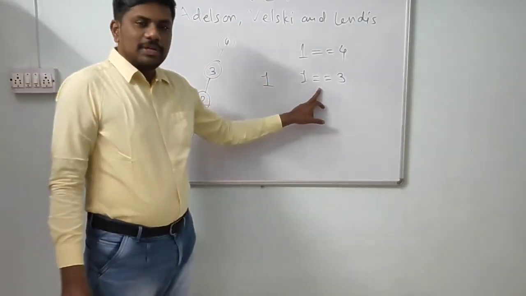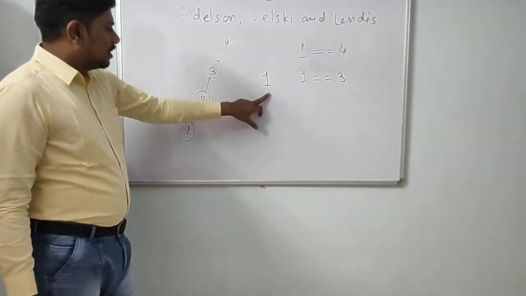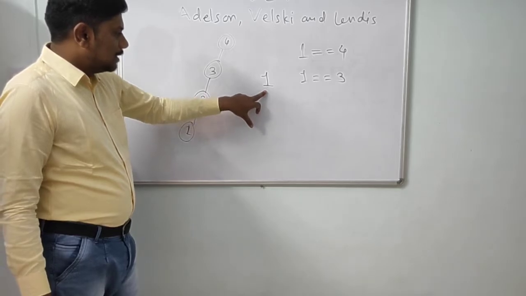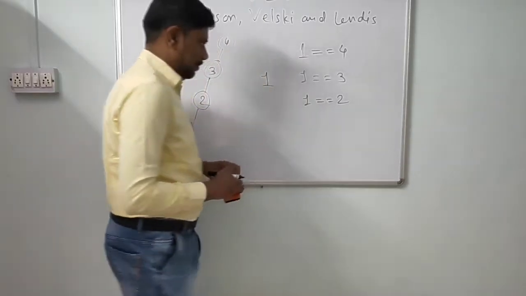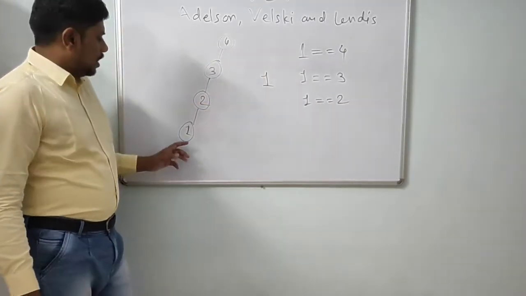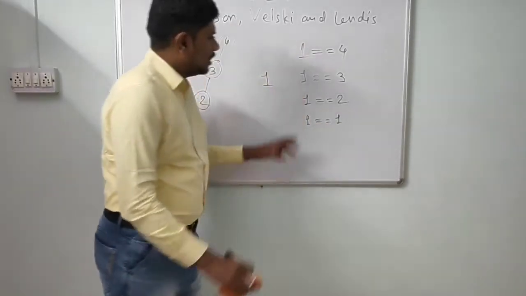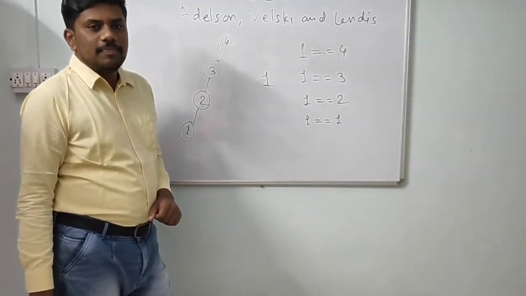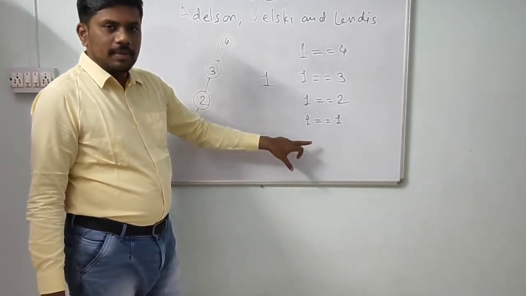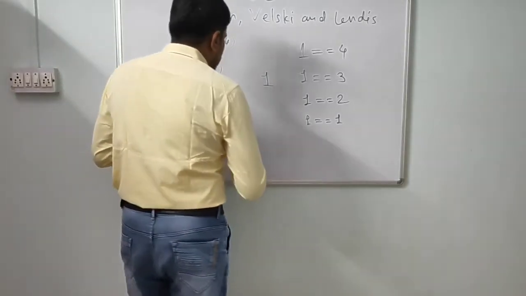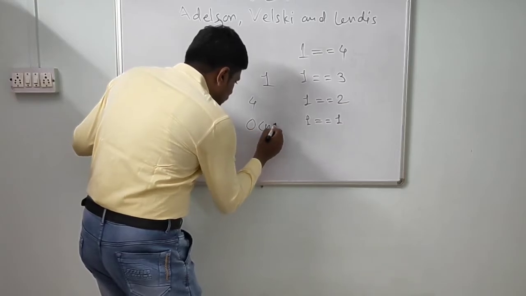Then I will check this one with this node. Whether this condition is true or false? Again false. Then next I will compare this node with the next node. This condition is also false. And last, 1 is equal to 1. So see how many comparisons we have made here. Again 4: 1, 2, 3, 4. So how many nodes are there in this tree? 4 nodes. So again the complexity is big O of n.